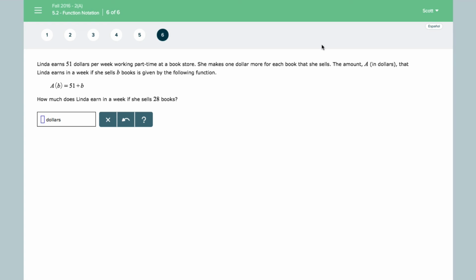And number 6, same type of problem. We have our equation here. What does b stand for? b are books. Number of books, right? Okay. So if she sells 28 books, well, b is the number of books, so we'll put it right there.